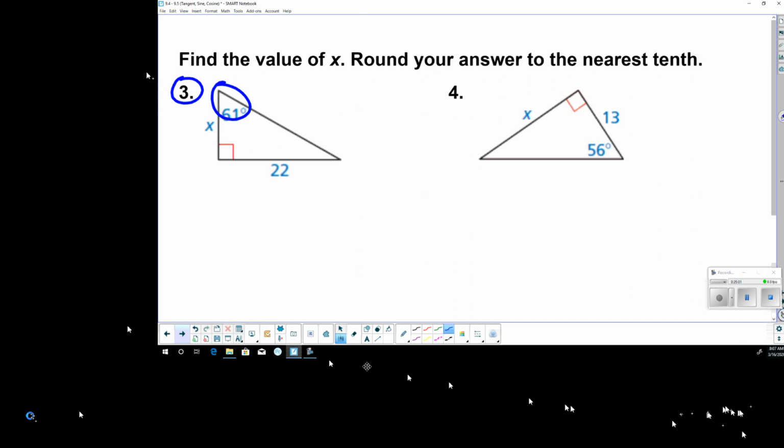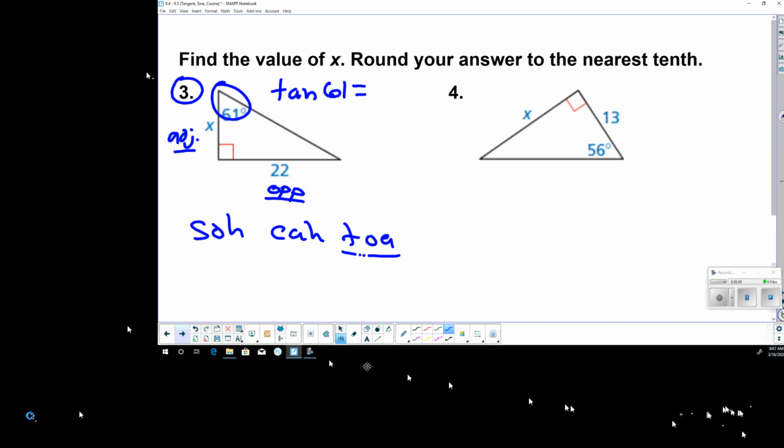So label your sides. This is the opposite side. This is the adjacent side. And now I've got to decide which trig ratio to pick. My options are the SOHCAHTOA thing: sine, cosine, and tangent. This is opposite over adjacent, so that's going to be the TOA part. So I'm going to use the tangent. The tangent of 61 equals the opposite side, 22, over the adjacent side, which is x.